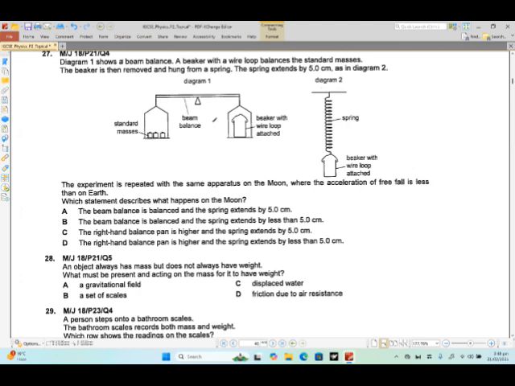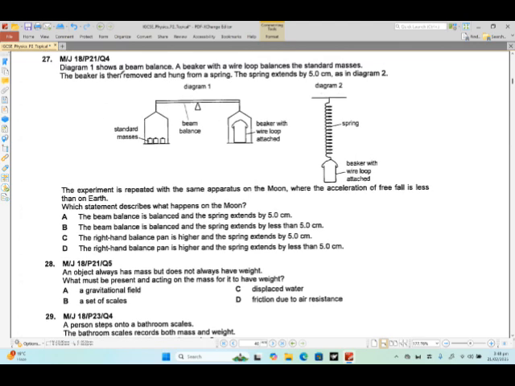27th. Okay, shows the beam balance. A beaker with a wire loop balances the standard masses. Beaker with a wire loop attached to it is balancing the standard masses. The beaker is then removed and hung from a spring. The spring extends by 5 centimeters as in diagram.